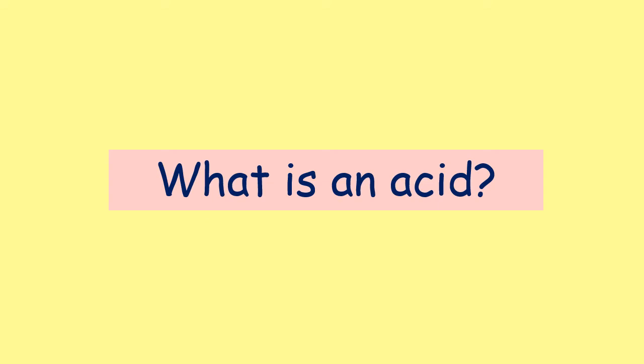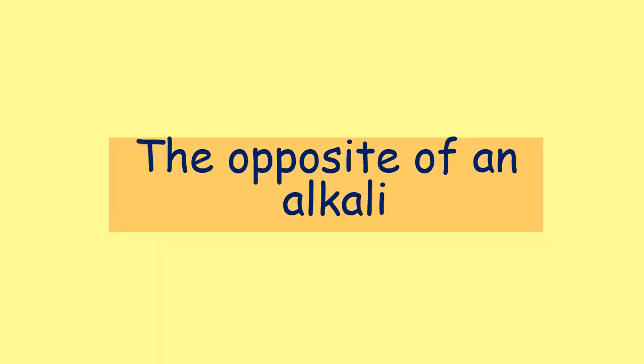So if you were asked what is an acid, there's probably a few different definitions that you could give, but let's see what you can come up with. What is an acid? Well, one definition is an acid is the opposite of an alkali. You could say an acid is a chemical that turns universal indicator red or orange or yellow. Or you could say that an acid is something with a pH less than 7. All of those would be appropriate answers to that question.